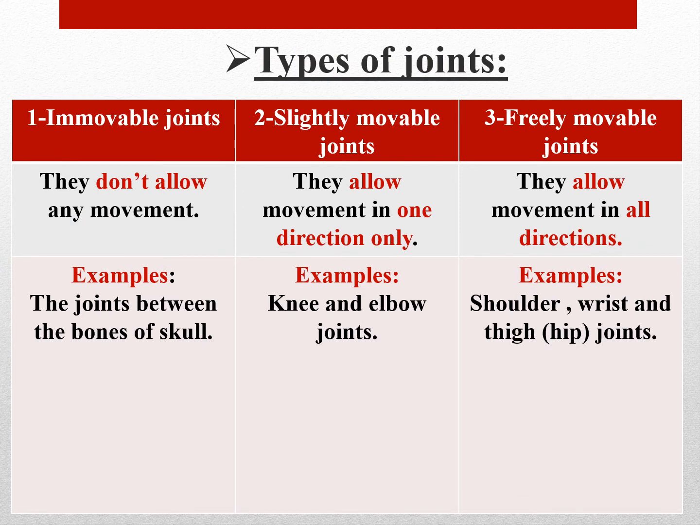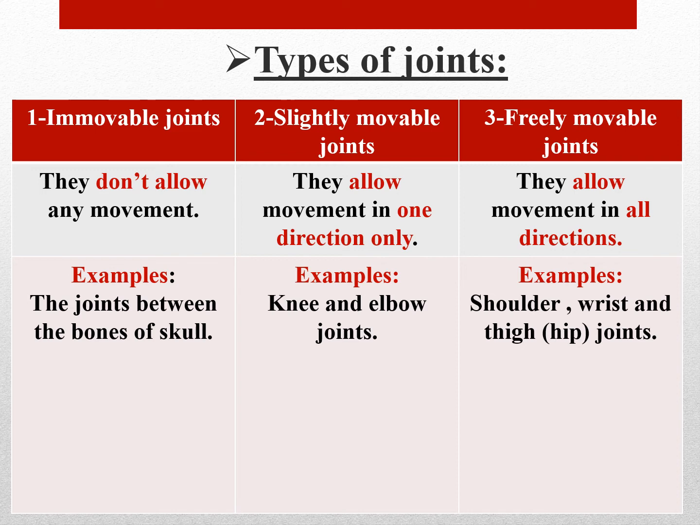We have 3 types of joints, which are: number 1, immovable joints, number 2, slightly movable joints, number 3, freely movable joints. First, immovable joints. They don't allow any movement. Like what? Like the joints between the bones of the skull. For sure, the bones of the skull never move.